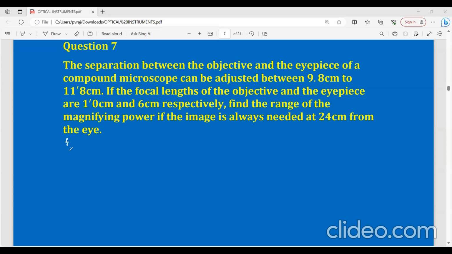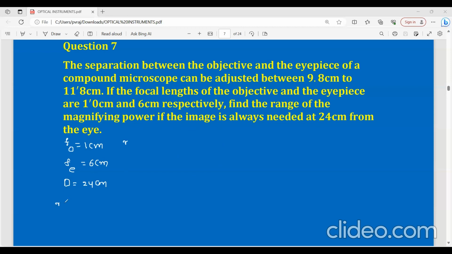Focal length of objective is 1 centimeter. Focal length of eyepiece is 6 centimeters. And find the range of the magnifying power if the image is always needed at 24 centimeters from the eye. So capital D is nothing but 24 centimeters. And the question here is range of magnifying power. And what is the magnifying power formula? The similar one as in the previous case.